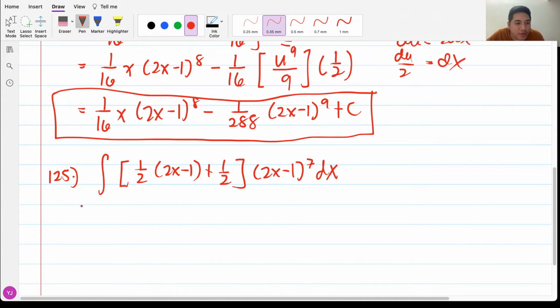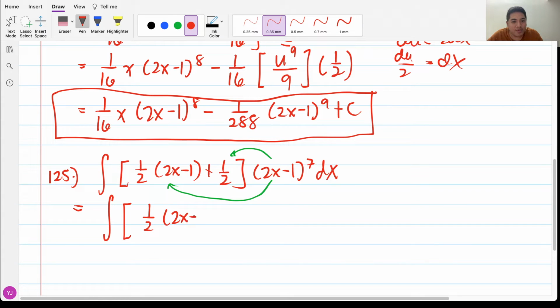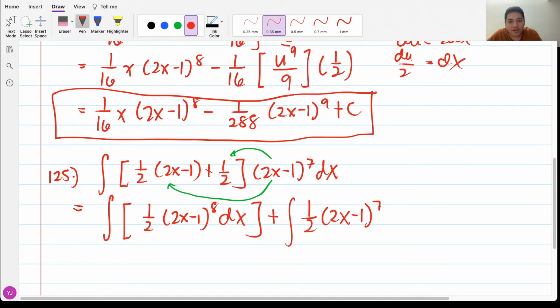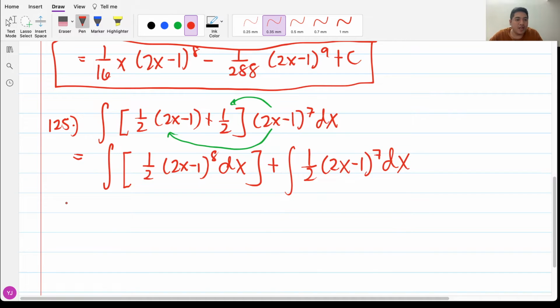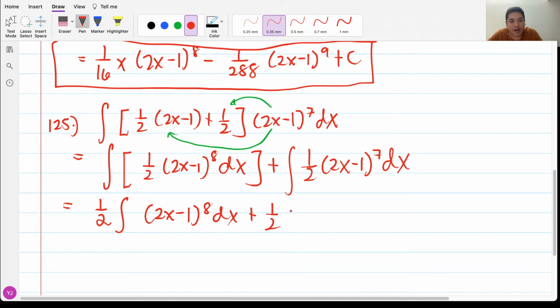All right. So if we do this, we can just transpose (2x minus 1) raised to 7 in here, so that we are going to have the integral of 1 half (2x minus 1) times (2x minus 1) raised to 7, that becomes 8 dx. Then plus we have 1 half (2x minus 1) raised to 7 dx. So I'll just factor out 1 half. So this becomes (2x minus 1) raised to 8 dx, plus we have 1 half integral of (2x minus 1) raised to 7 dx.